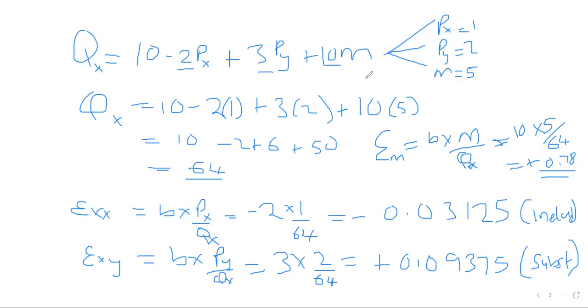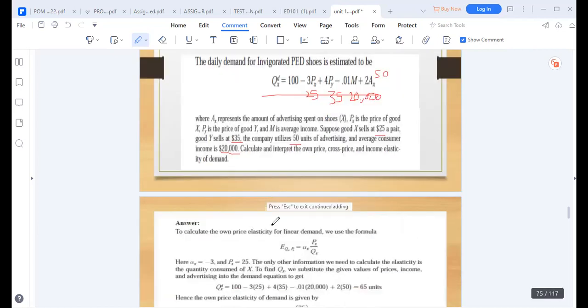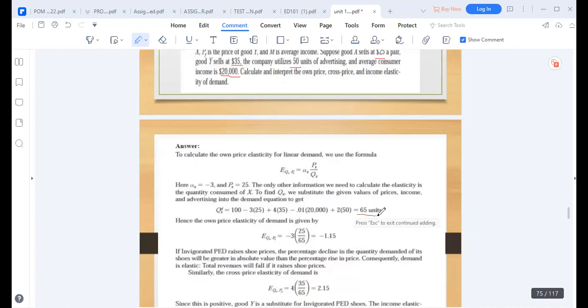So we go to this exam type question. We're given our price elasticity of demand for shoes given by this equation, where the price of good X, price of good Y, and the income are given as follows. X is 25, price of good Y is 35, advertising is 50, and income is 20,000. So what do we do? Where there is a price of X, we put what? 25. Where there is price of Y, we put 35. Where there is income, put 20,000. And where there is advertising, we put 50. So you substitute all this in here, and the total you're going to get will be 65.